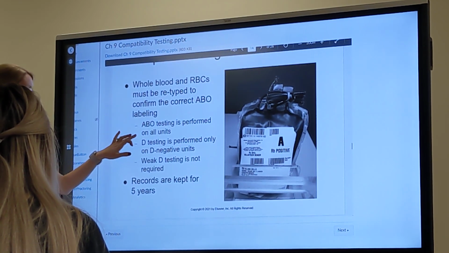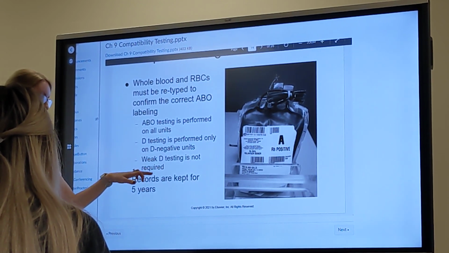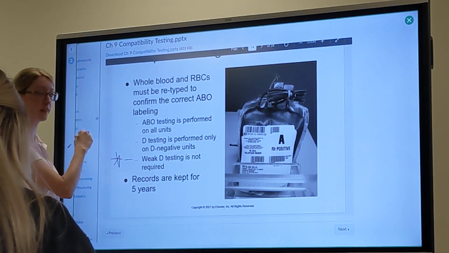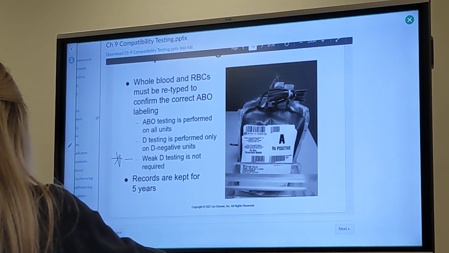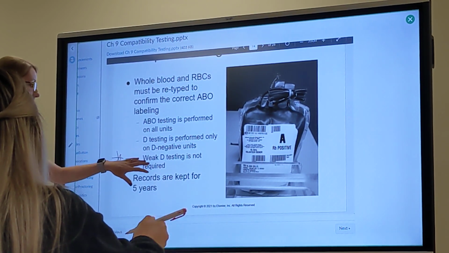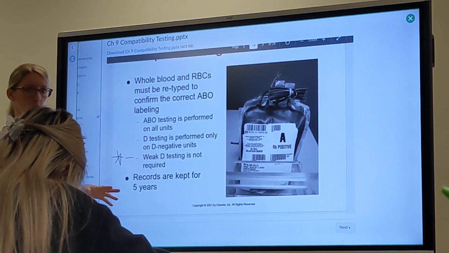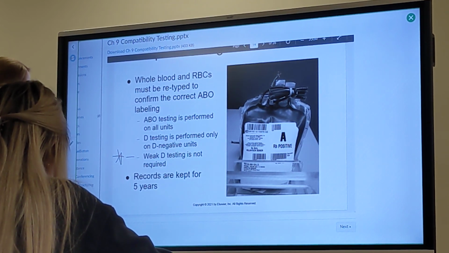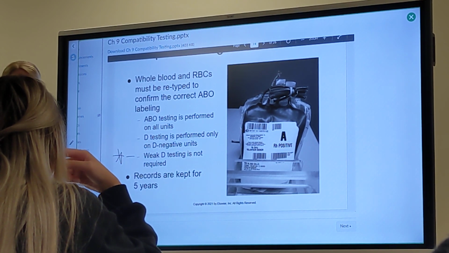ABO testing is performed on all units. D testing is only performed on the D negative units. This is done at the donor center, so they determine if it's weak D. If it's weak D, how do you think they label it? It's RH positive, because you can't chance giving any D positive blood to a childbearing age female. That's the most important population as far as the D goes. So you only repeat the D testing on D negative units.